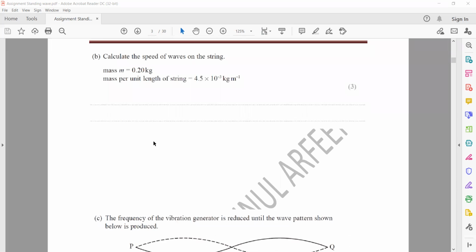In part B, calculate the speed of the wave on a string with a mass of 0.2 kilogram, and mass per unit length given as 4.5 times 10 power minus 3. The formula which relates speed, tension and mass per unit length for a wave in a string is v equals under root T divided by mu. That is the formula we use to find the speed of a wave in a string.